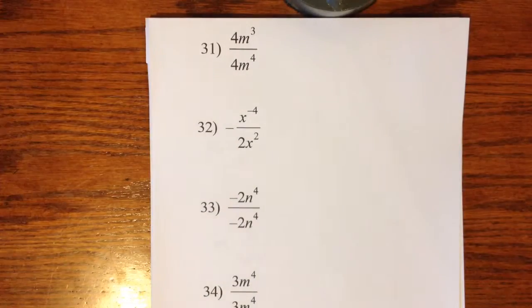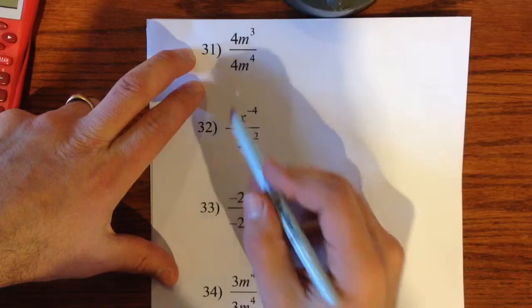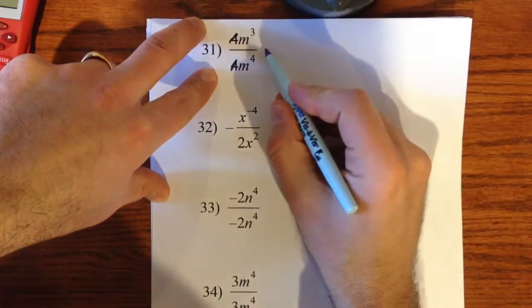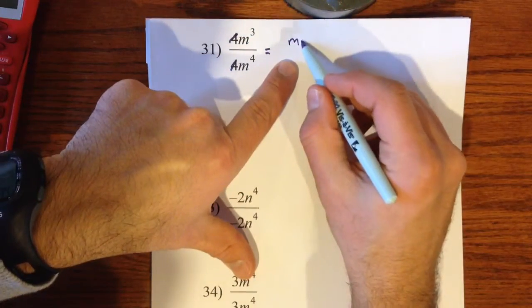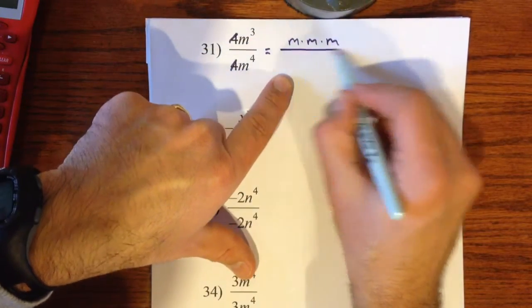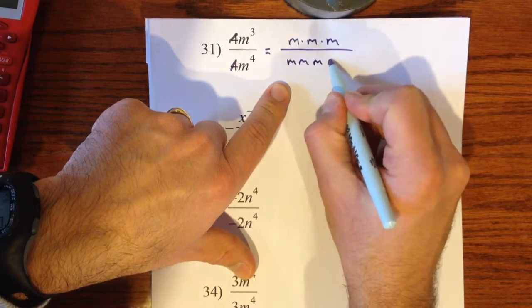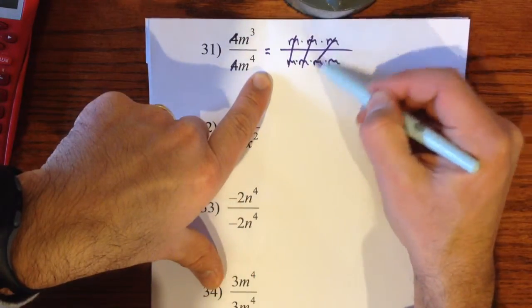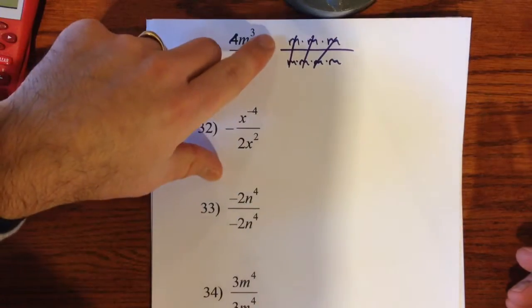Odds for the division, and here we go. So 4 divided by 4 is just 1, and then when in doubt, you can expand this out. There's 3 m's on the top, there's 4 m's on the bottom, and if you think about it, all 3 up top are going to cancel out. So what do you do when all 3 cancel out?